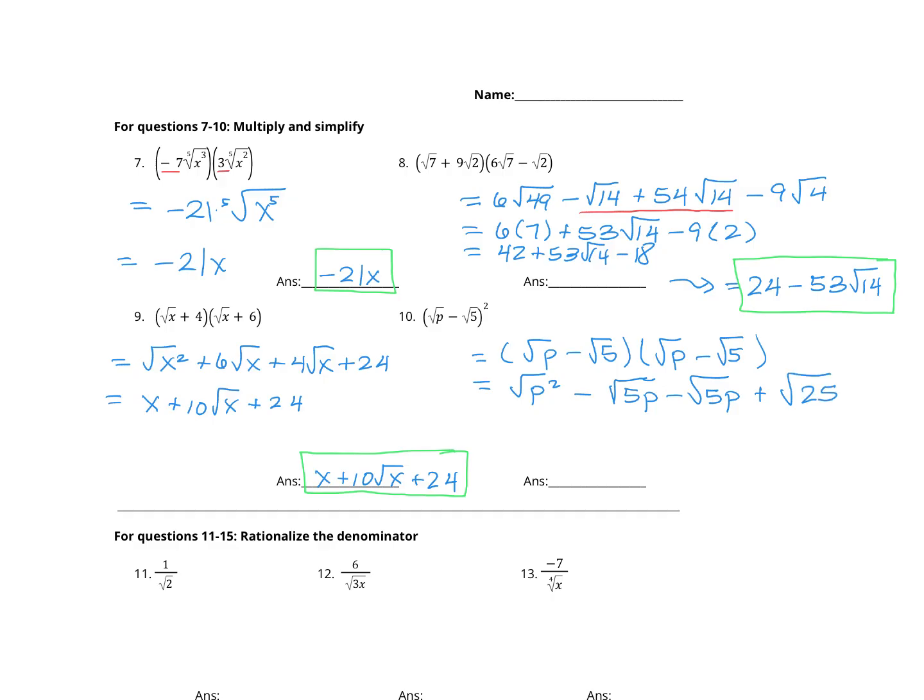Well, we can now combine like terms. We have 2 of the same thing in the middle. We know that the square root of p squared will just be p. The middle, we have 2 of them, so that's minus 2 square root 5p. And then finally, the square root of 25 is just the number 5. So that is our multiplied out and simplified answer for that one.